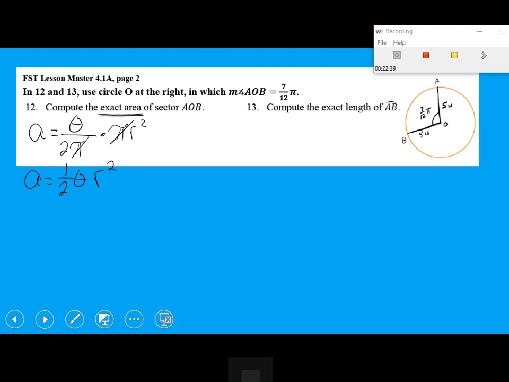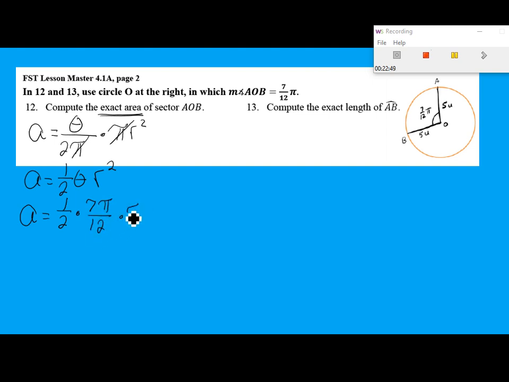Now, let's go grab our stuff. I've got area equal 1/2. My theta is 7 pi 12ths. My radius is 5, and I need to square that. Once again, just like we did, since it says exact, type in 1/2 times 7/12 times 5 squared. Do not enter your pi value, so you're going to get an area to be 175 over 24. Put your pi with it, and in this case, it's going to be units squared.